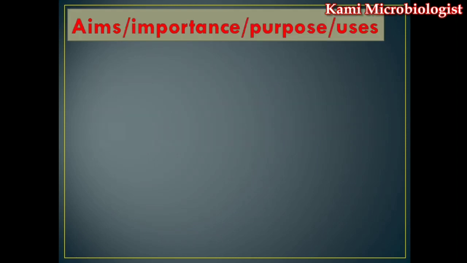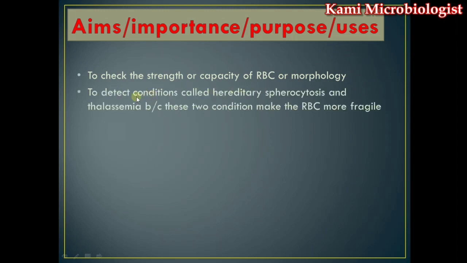Then we have the important purposes or uses of this test, meaning for what purpose the doctor recommends it. Mostly this test is used to check the capacity or the ability of the RBC, whether the RBC are stable in the hypotonic or hypertonic solution or not. And we are also going to see the morphology of the RBC through this test as well. This test is also used to find out hereditary spherocytosis and thalassemia.